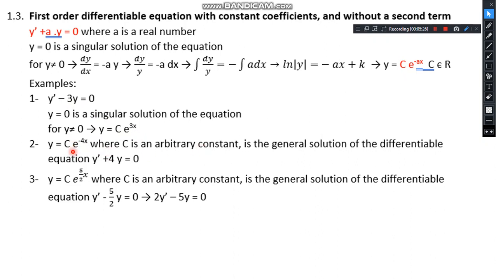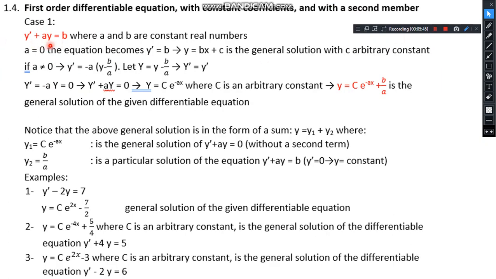the differential equation will be what? y prime plus 4y equal to 0. And if you have y equals c e power 5 over 2 x, so y prime will be y prime minus 5 over 2 y equal to 0, which is this one. So you need to memorize the formulas.